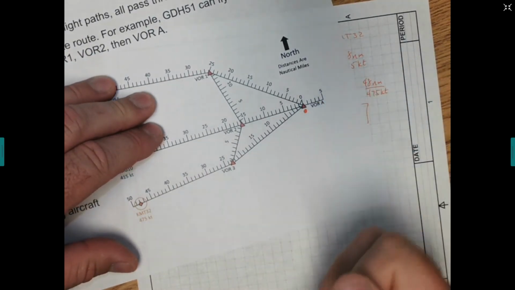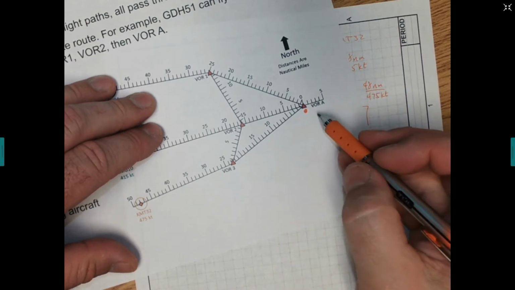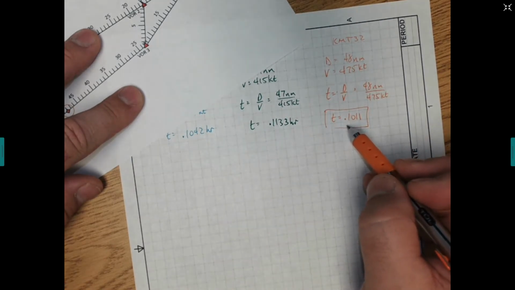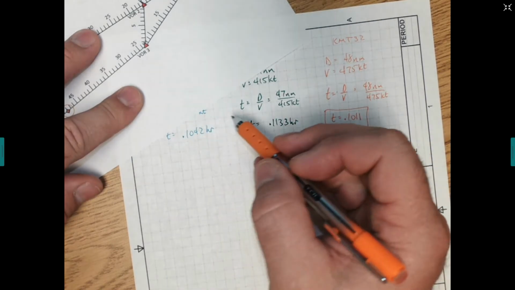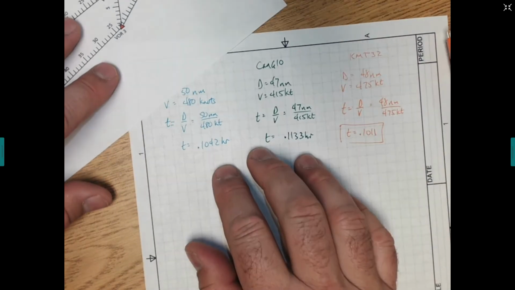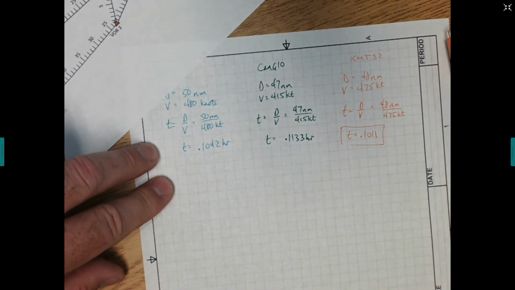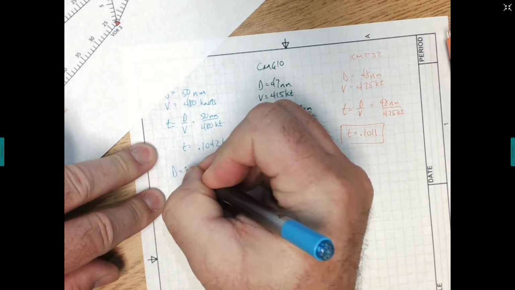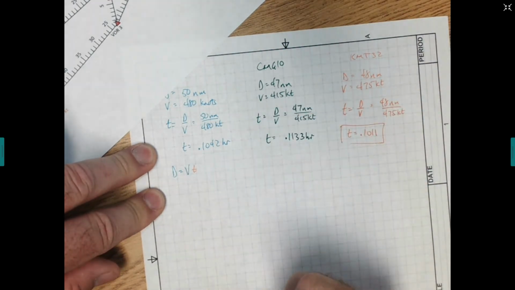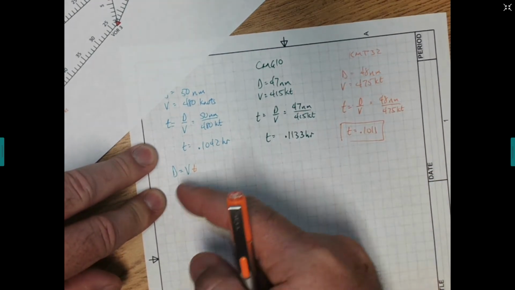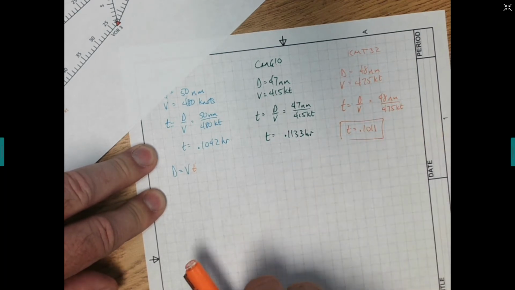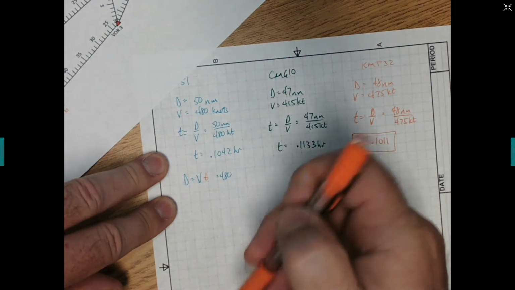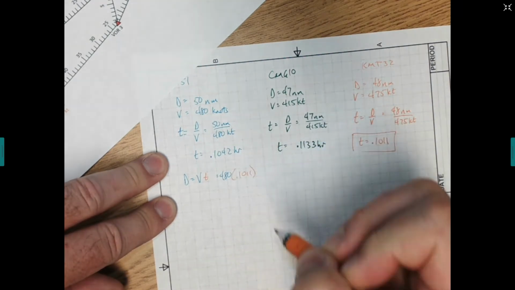So the orange one will be sitting right here at the airport. And we want to figure out where the other two are when he gets to the airport. So we're going to use his time and put it back with these two things. We're going to solve for my distance, because distance is velocity times time, but it's going to be times the orange time because that's the one that's at the airport. We want to see where the others are at that time. So it's going to be my velocity of 480 knots multiplied by the 0.1011.